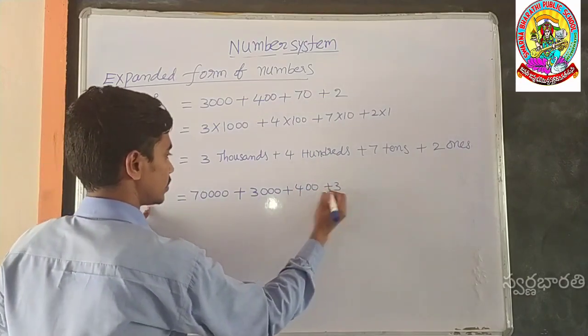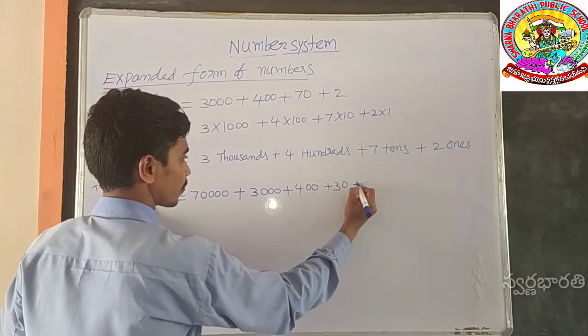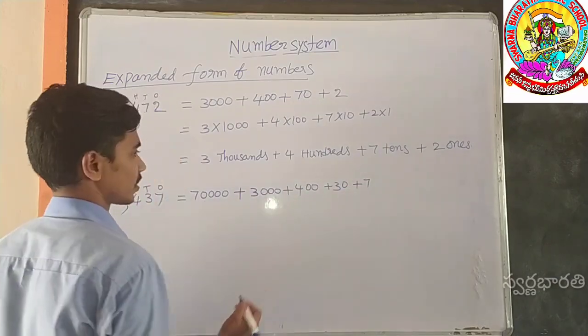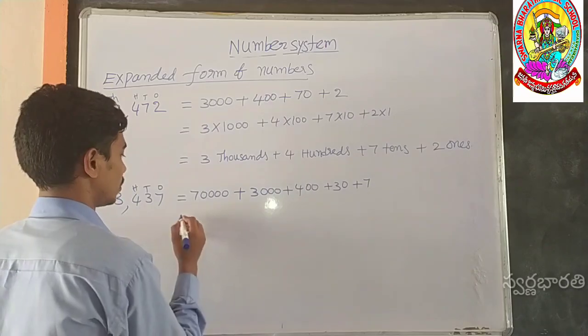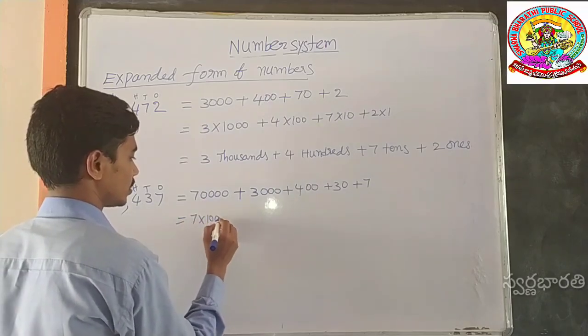Next 3. One digit, one place value is there. So that's why 0, 1, 0. 7. There are no places after 7, so that's why no zeros. 70,000. 7 is 10,000 is there.